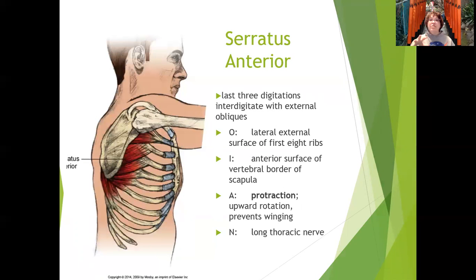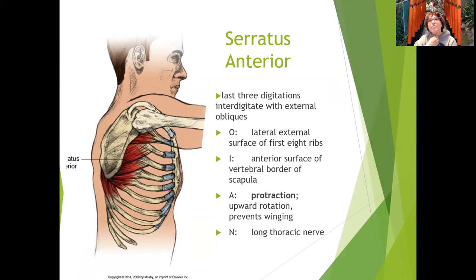So the serratus anterior, remember, it interdigitates with the external obliques. Its origin is the lateral external surfaces of the first 8 ribs. So it comes out in a fan and has those little fingers of muscle fibers. Pretty cool, right? And it inserts on the anterior surface of the vertebral border of the scapula. So that medial vertebral border. It protracts. It participates in the force couple for upward rotation with the upper trapezius and the lower trapezius, and it prevents the winging of the scapula.